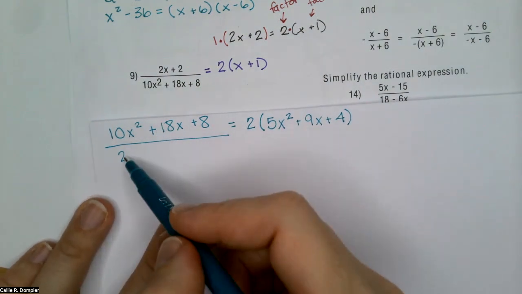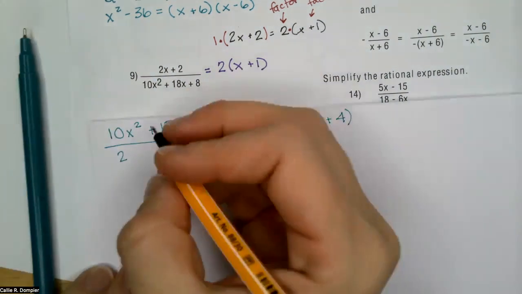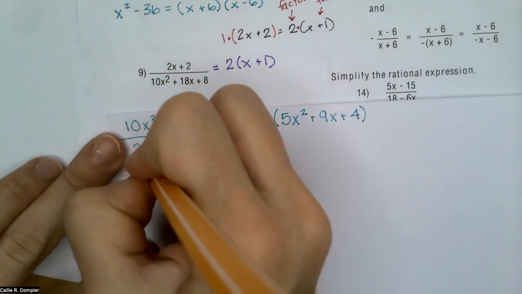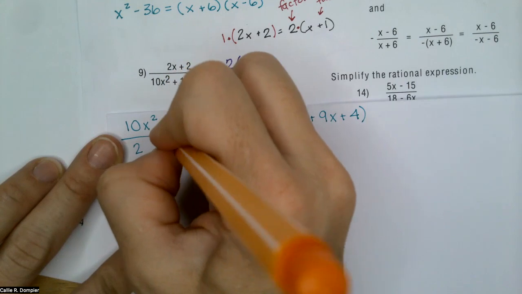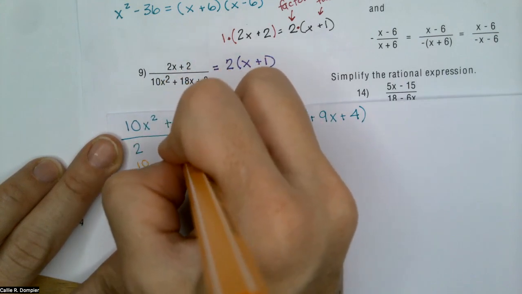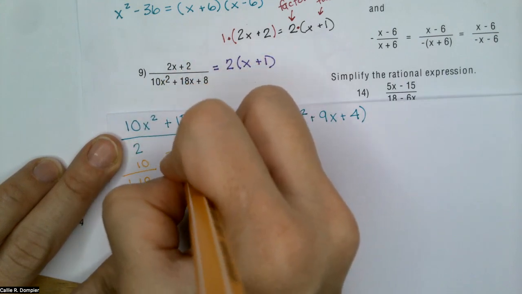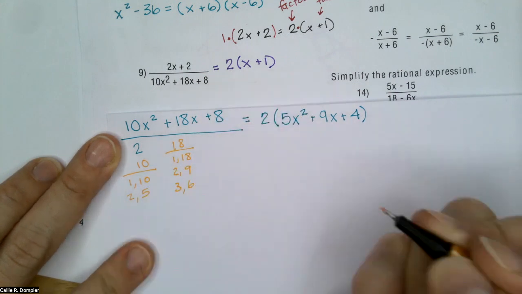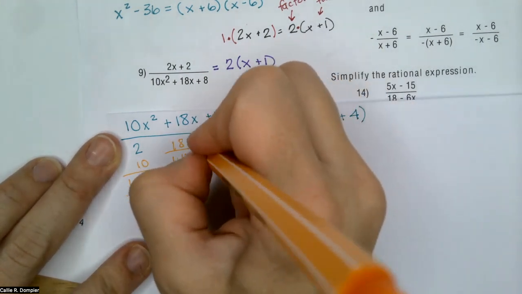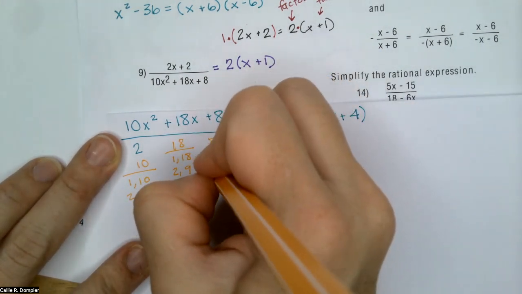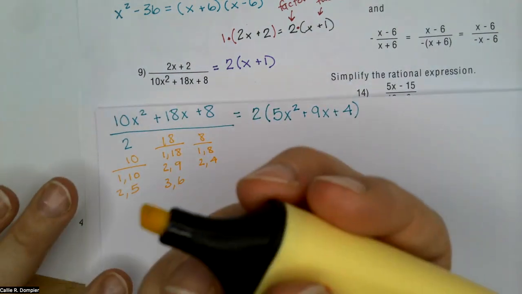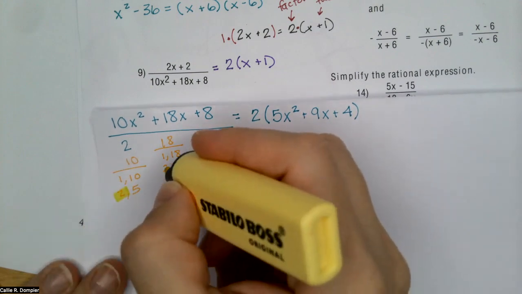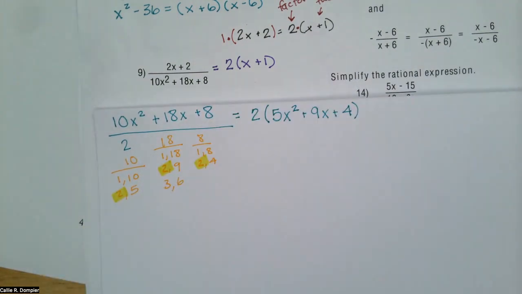How did I decide that 2 was the biggest factor? Because 10 is 1 and 10, and 2 and 5. 18 is 1 and 18, 2 and 9, 3 and 6. 8 is 1 and 8, 2 and 4. The only common factor is the 2. So I factored out the 2. That's how I decided. Good.